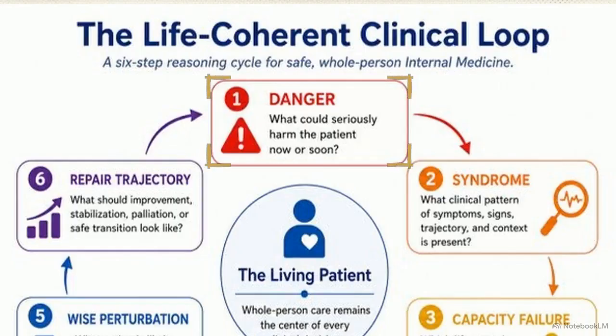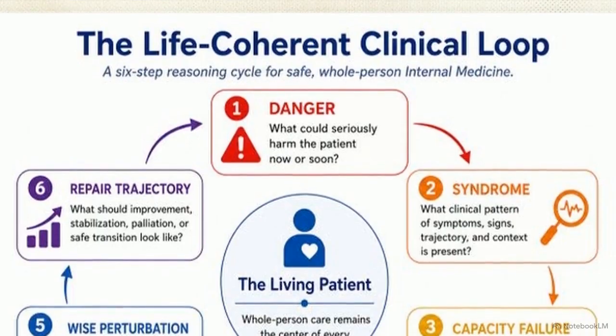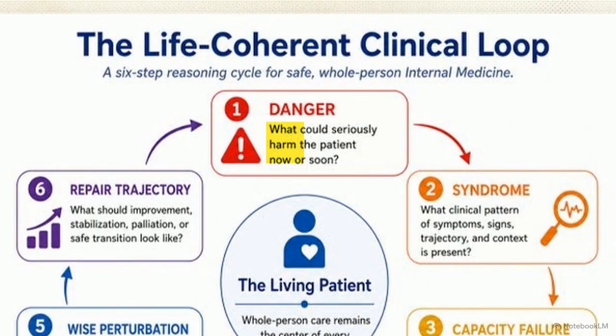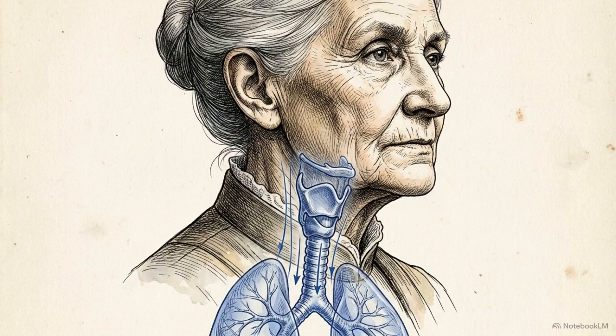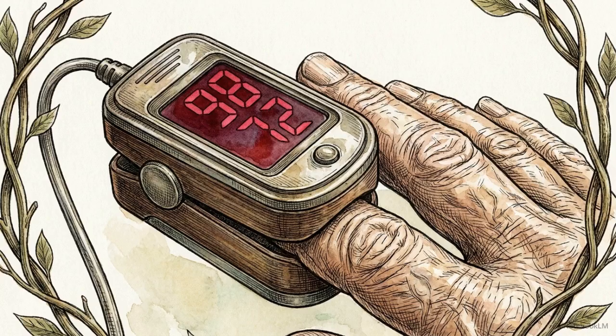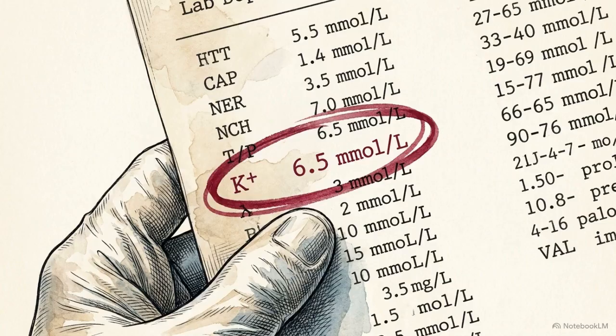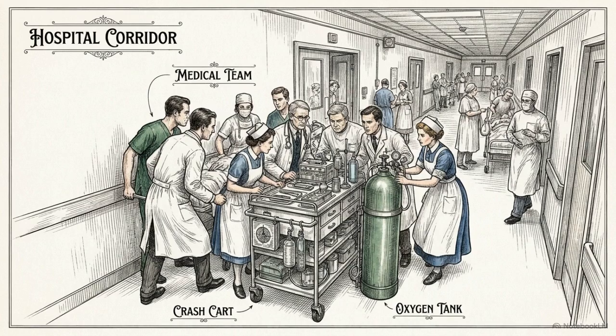Step 1 is danger. The clinical priority is simple. Danger always precedes diagnosis. Diagnostic certainty takes time. Physiological danger does not wait for blood cultures or imaging results. For our 79-year-old patient, we aren't chasing a heart failure diagnosis yet. We ask, is her airway protected? Is her oxygen falling? Is her potassium level lethal? We secure the safety floor before doing anything else.